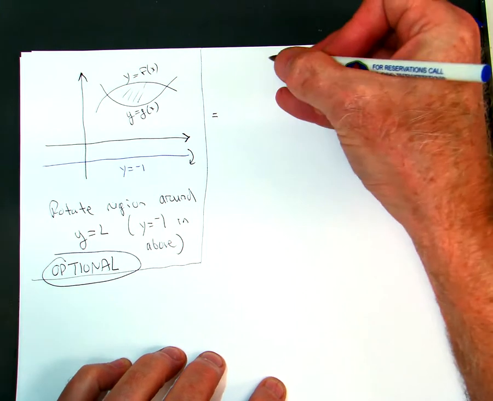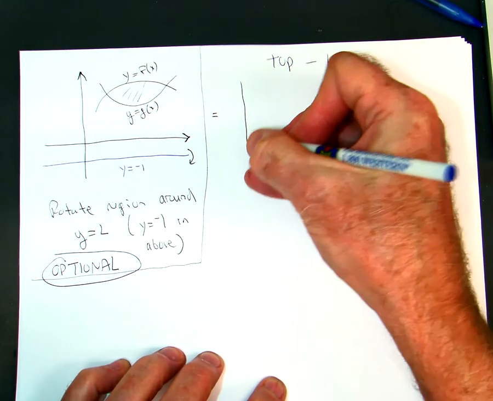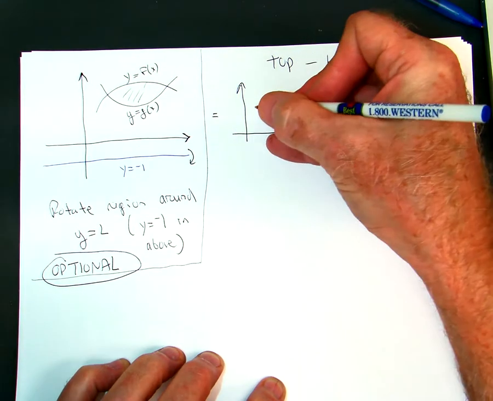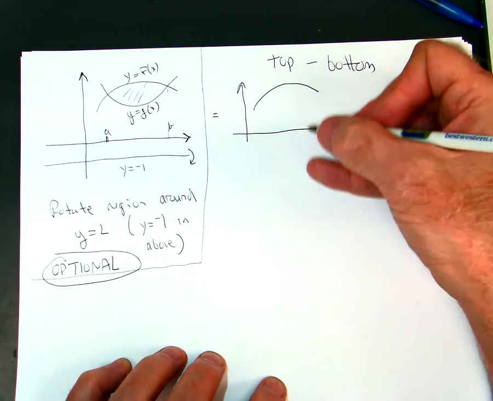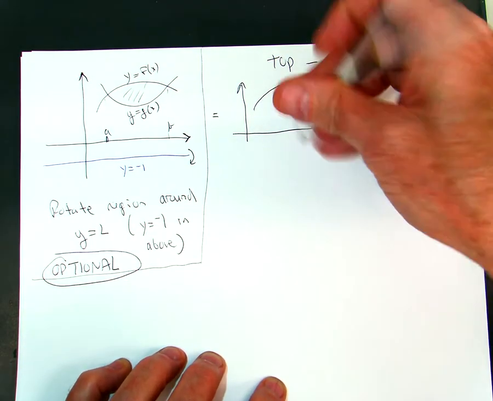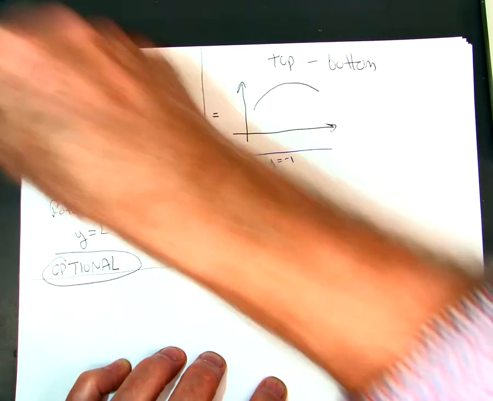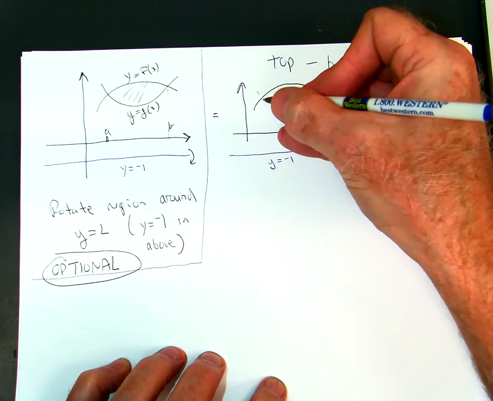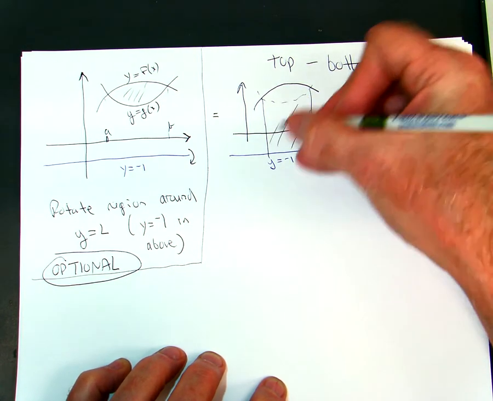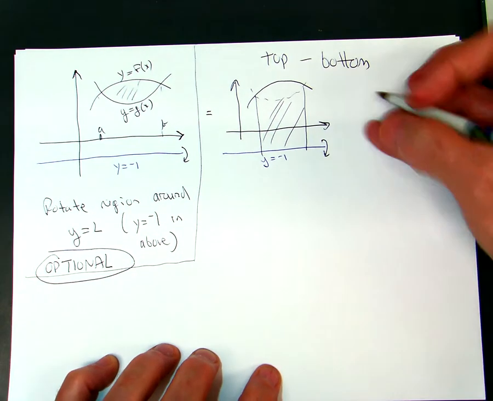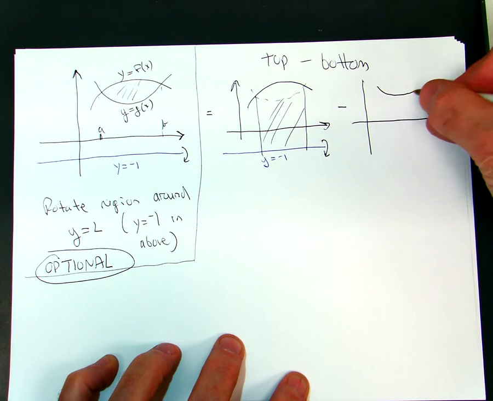So I'm going to use the same idea, top minus bottom. So here's the top graph. Oh, by the way, this point here is A. This point here is B. So here's the top graph. I'll do the axis of rotation in blue. So I'm going to rotate. Here's the bottom graph. So I'm going to rotate this region around here, and I'm going to subtract it from this region. Or I'm going to subtract from it.